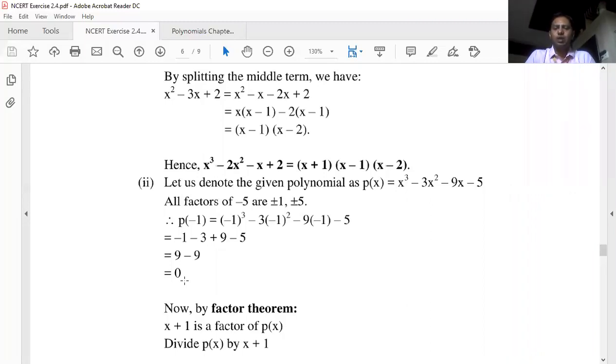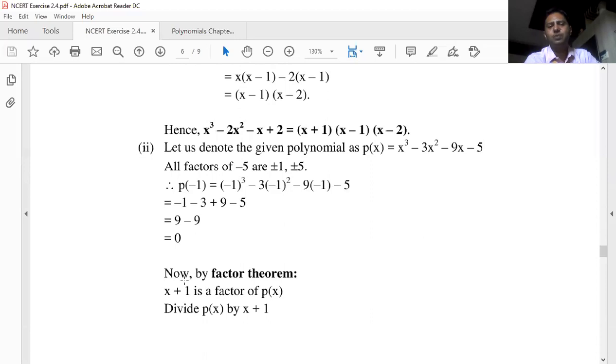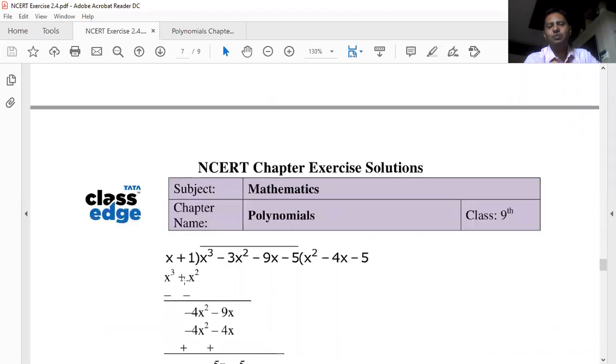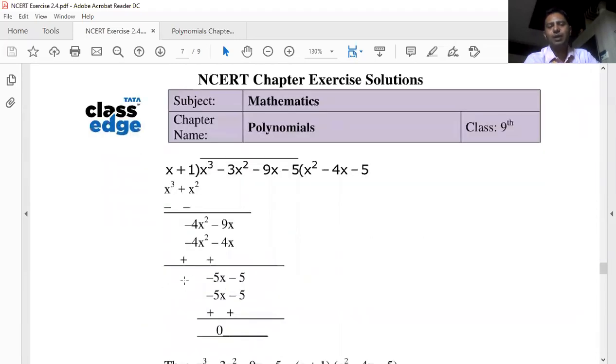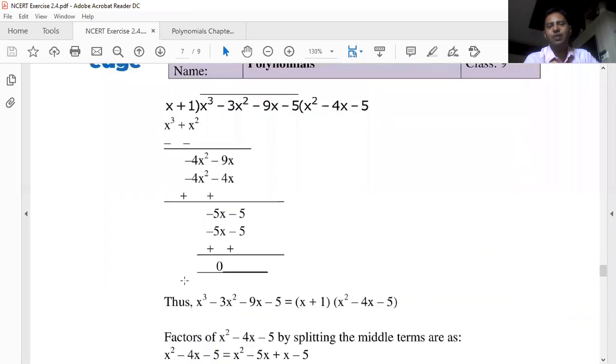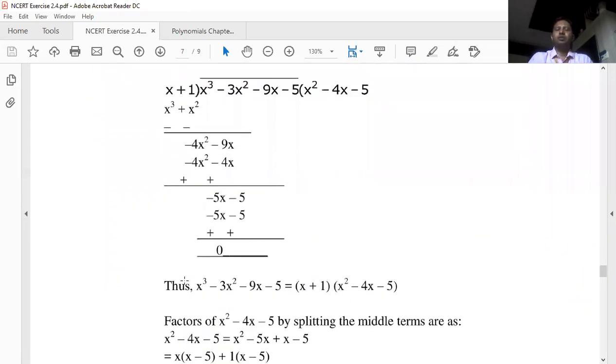If x plus 1 is the factor of the given polynomial, we need to divide the given polynomial by x plus 1. While dividing the polynomial by x plus 1, we'll get x cube minus 3x square minus 9x minus 5 divided by x plus 1. So the first term is x cube here in the division, and the first term of the divisor is x. That is, the first term of the quotient will be x cube upon x, that is x square. X square into x is x cube, x square into 1 will give you x square. By subtracting, x cube minus x cube will give you 0.